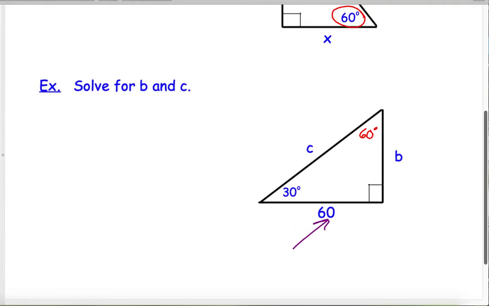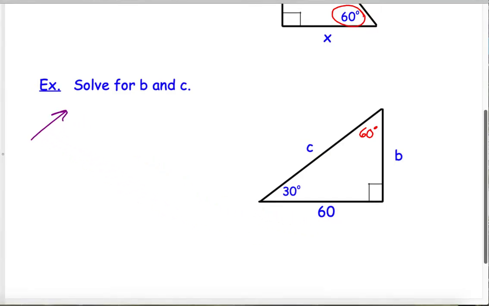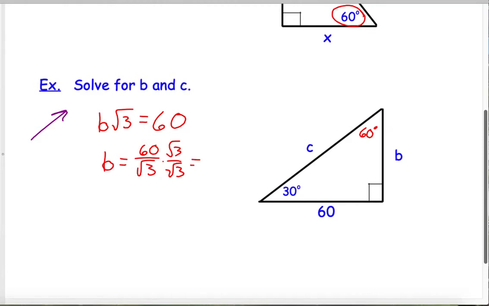But we do know the longer leg, the leg across from 60, and it happens to be 60. So I know that if I multiply the shorter leg times the square root of 3, it should equal the longer leg. So I'm going to have to write an equation and solve this. So the shorter leg times the square root of 3 equals the longer leg. So now I can solve for b. And then I'm going to rationalize this. Multiply by root 3 over root 3. And I get 60 root 3 over 3, which can then be reduced to just 20 times the square root of 3.